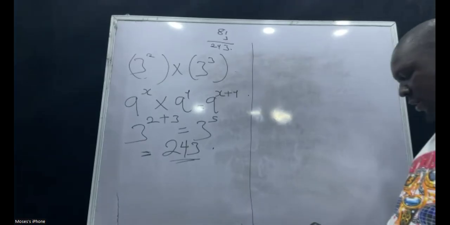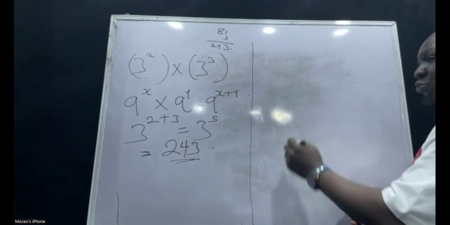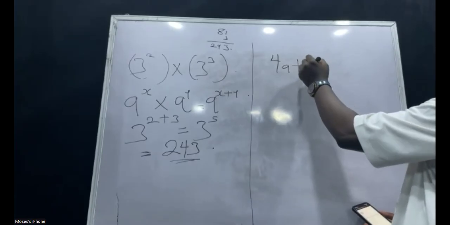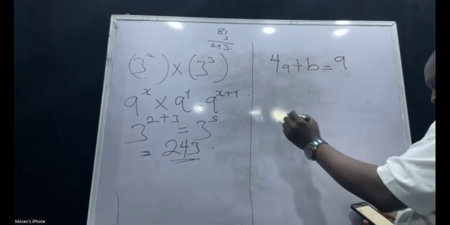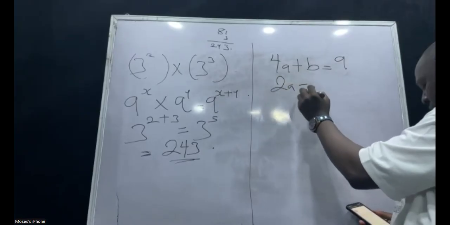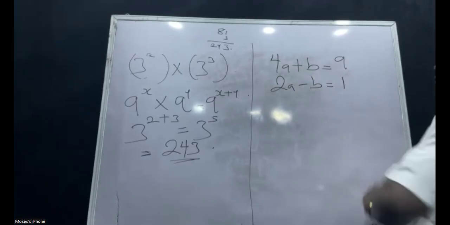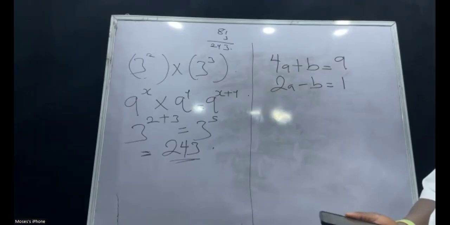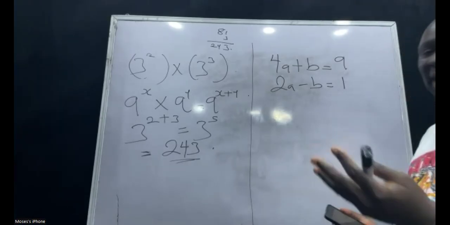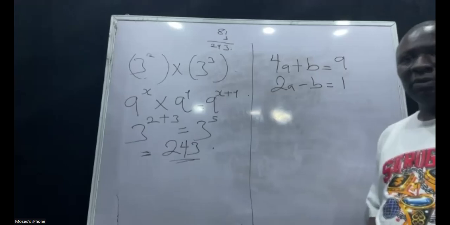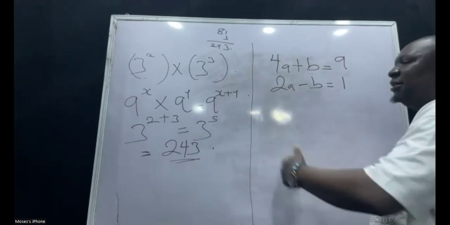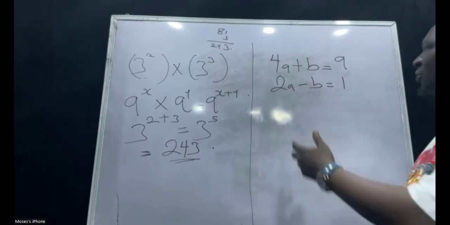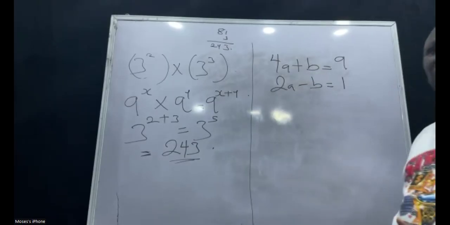Now, the next question is on simultaneous equations, which we were taught last week. 4A plus B equals 9, and 2A minus B equals 1. If you see a question of this nature, the word simultaneous means something that takes place at the same time, two or more events. That is to say, you are solving for both A and B. That is what we call simultaneous.